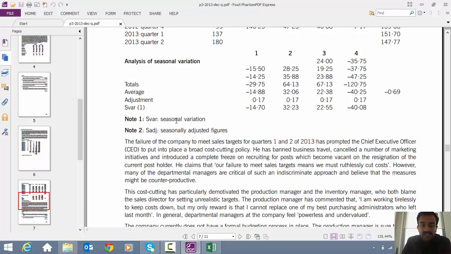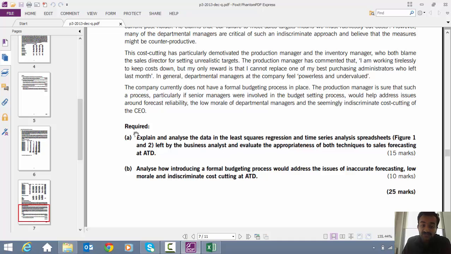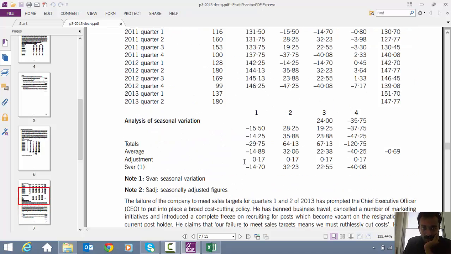In this question, if you do look at the examiner's marking scheme, there are 10 marks out of 15 for just doing that, and then the rest for evaluating how appropriate these techniques are to sales forecasting. I know this is very unconventional on P3 to have a bit of numbers, but then you're rarely asked to compute anything. It's more of talking about it.